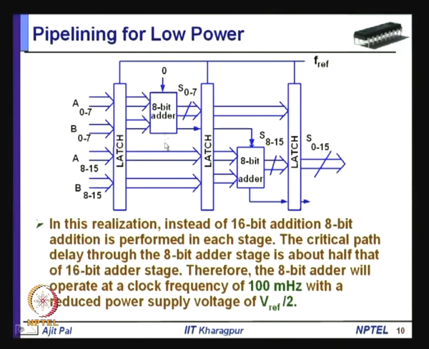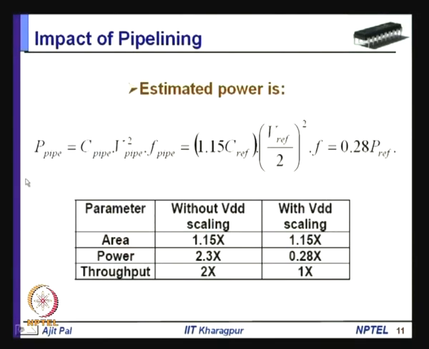So, we apply a supply voltage of V reference by 2 to this adder as well as to this adder. Of course, the clock frequency will be F reference, because we are not compromising on throughput. It will keep on producing a result at every clock cycle of F reference. So, using this implementation, what kind of performance do we achieve? Or what is the power dissipation?